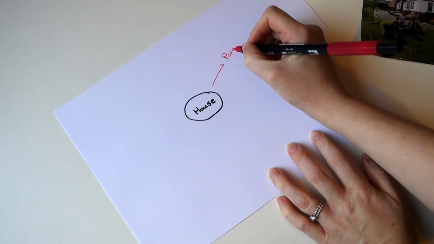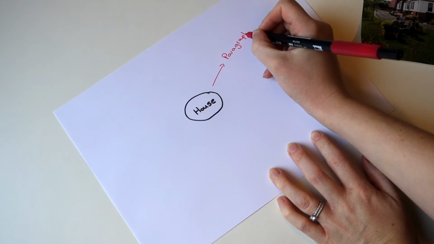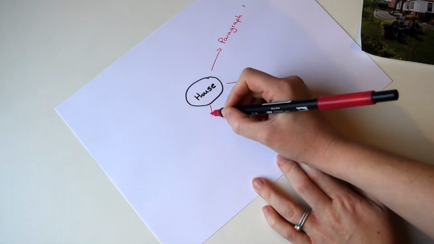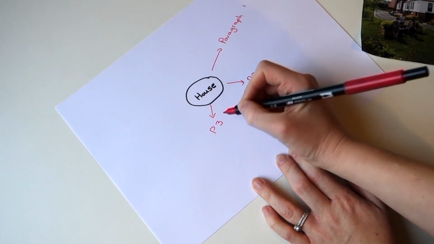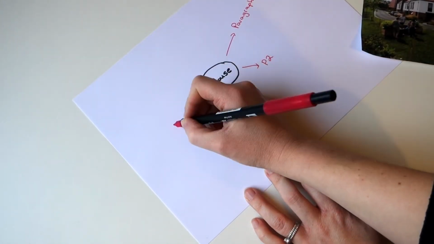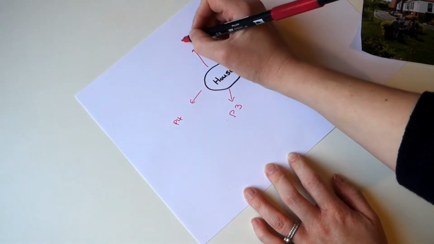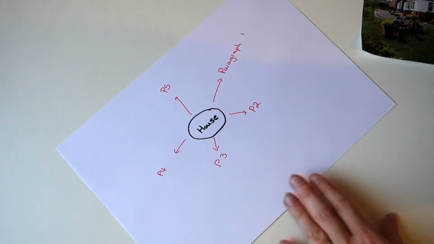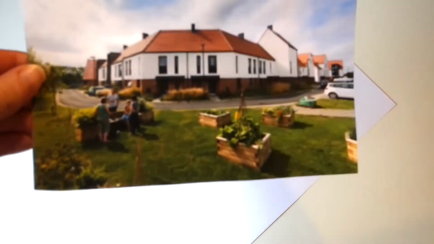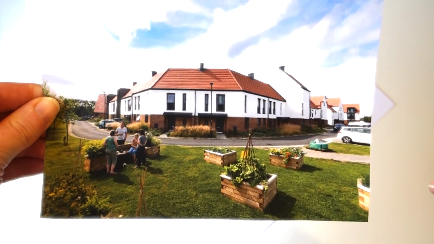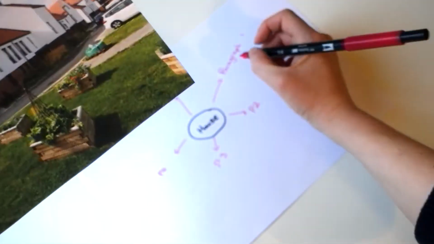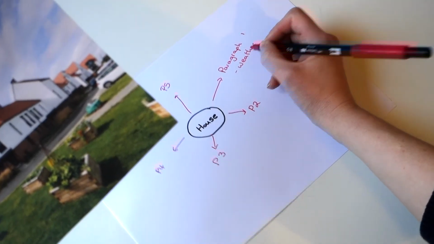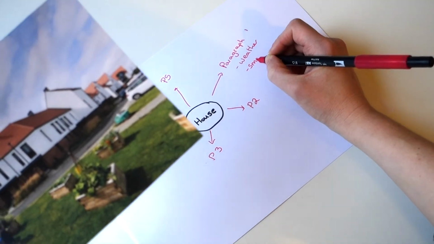So I'm going to have paragraph 1, I'm going to have paragraph 2, I'm going to have paragraph 3, paragraph 4 and paragraph 5, okay? And then I'm going to go back to my picture and decide what I'm going to focus on. So I said in my first paragraph it had to be an overall description, so I might talk about the weather, I might talk about the smells.